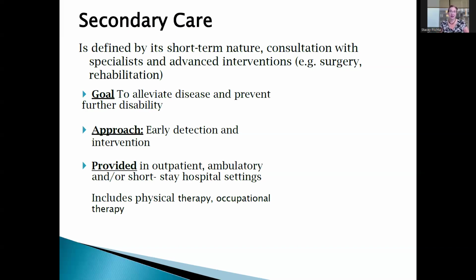Think about the colon cancer screening example we had. And it's typically provided in outpatient, ambulatory, and short-stay hospital settings. It includes such things as physical therapy and occupational therapy.